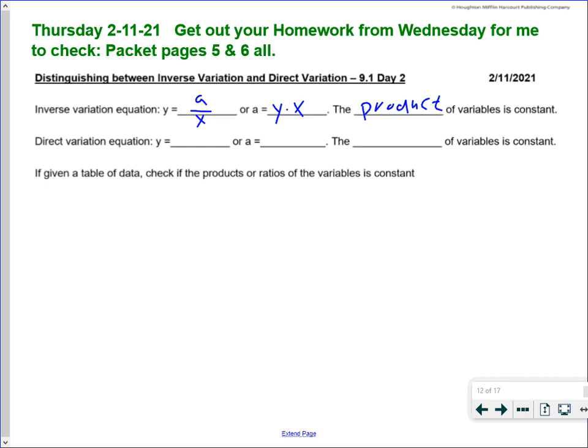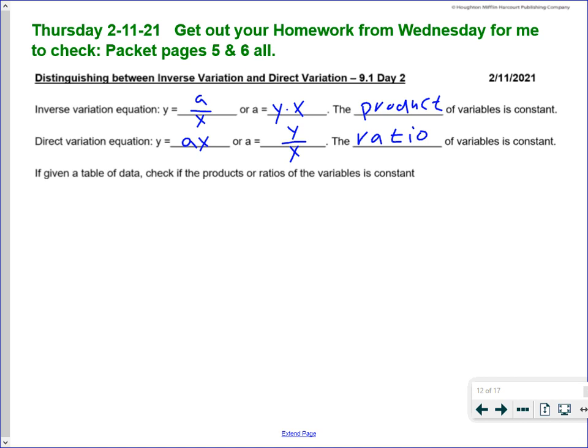For a direct variation, y is going to equal a times x, or ax. Or in other words, a will equal y all over x. All right, if we look at that second equation again, we're seeing a constant term equals y over x, or the ratio between y and x. So that means that the ratio of variables is also constant. Because in a direct variation equation, no matter which pair of points you choose, the ratio between the two variables will always be the same constant. So the ratio of variables is constant.